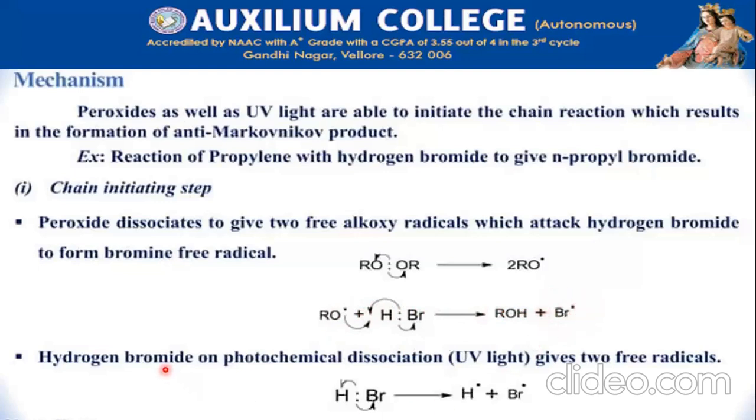Then the hydrogen bromide on photochemical dissociation, that is when you pass UV light, can give two free radicals. You can see one electron is carried over by hydrogen, and another odd electron is carried over by bromine, to form free radicals H dot plus Br dot. So this is the initiation step.